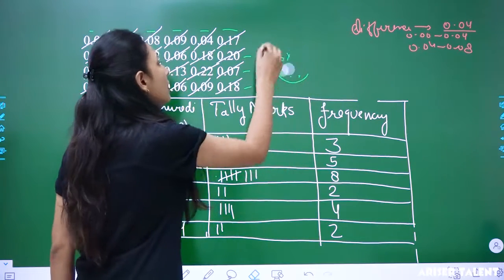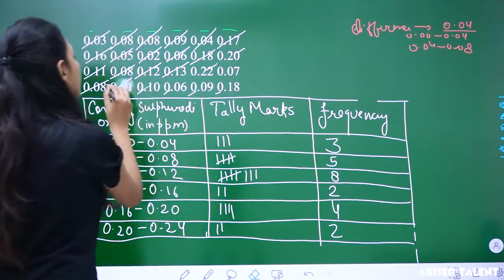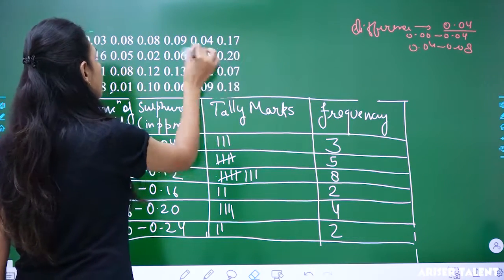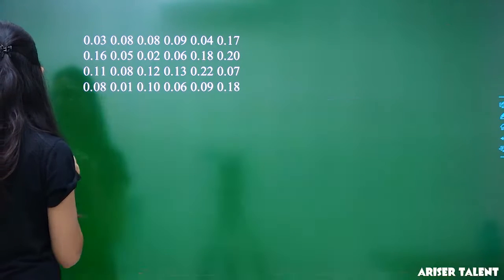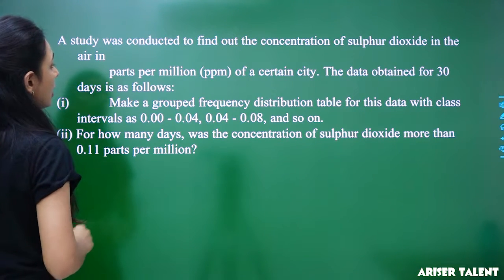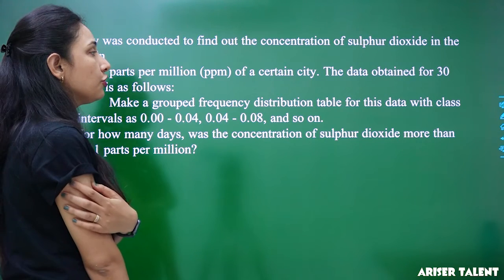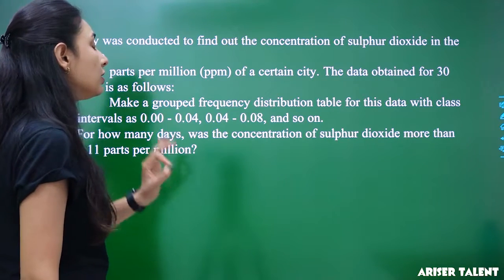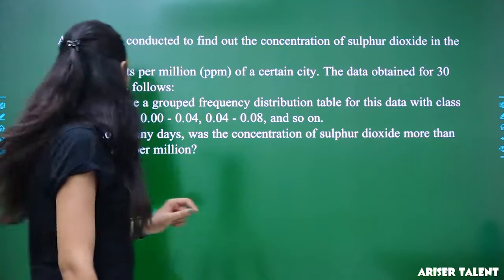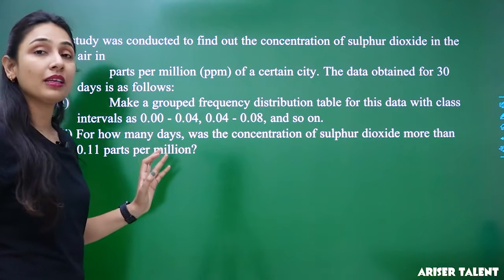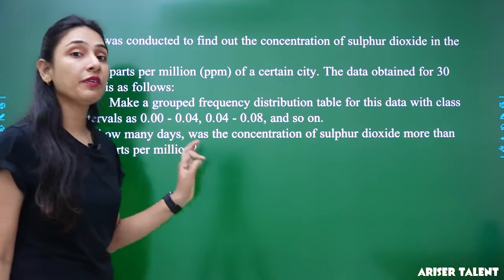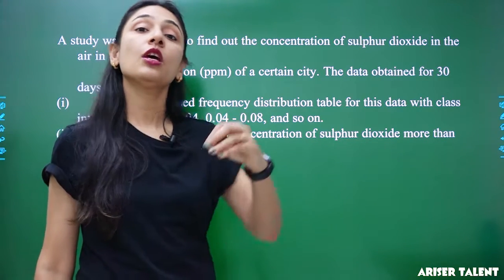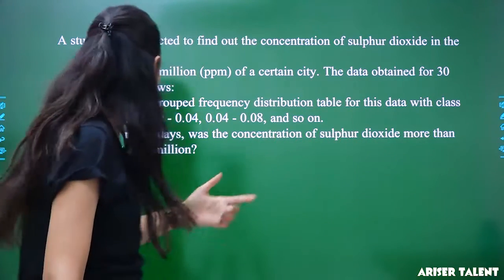Now the table has been made. What is the next question for us? Look into your book or notebook. The first question was to make a grouped frequency distribution table for this data, which we have drawn. Now: for how many days was the concentration of sulfur dioxide more than 0.11 parts per million? More than 0.11 means 0.11 is not included, so that means 0.12 or more.